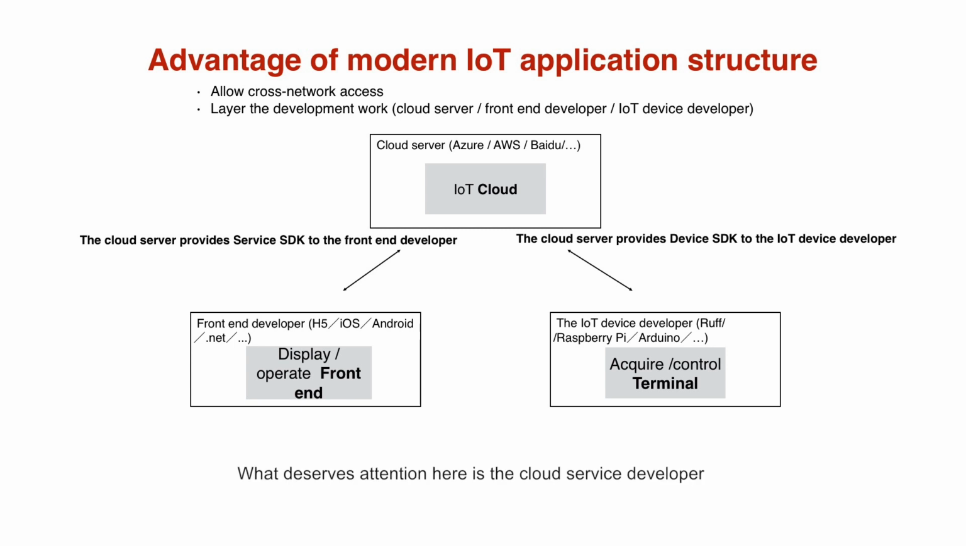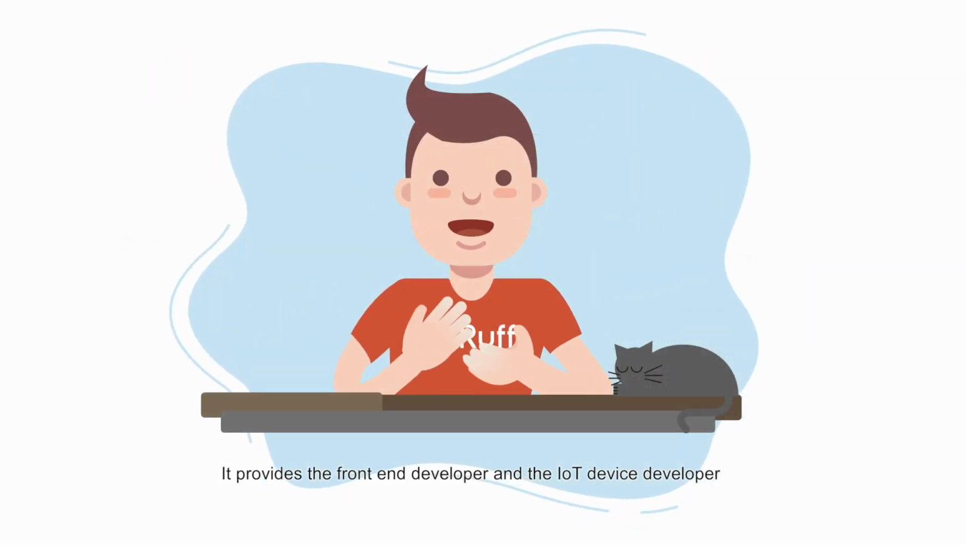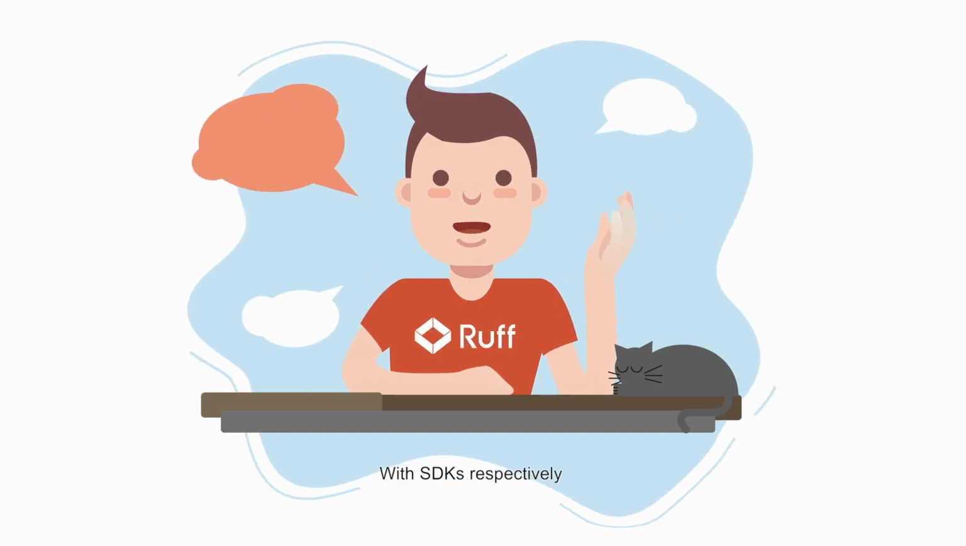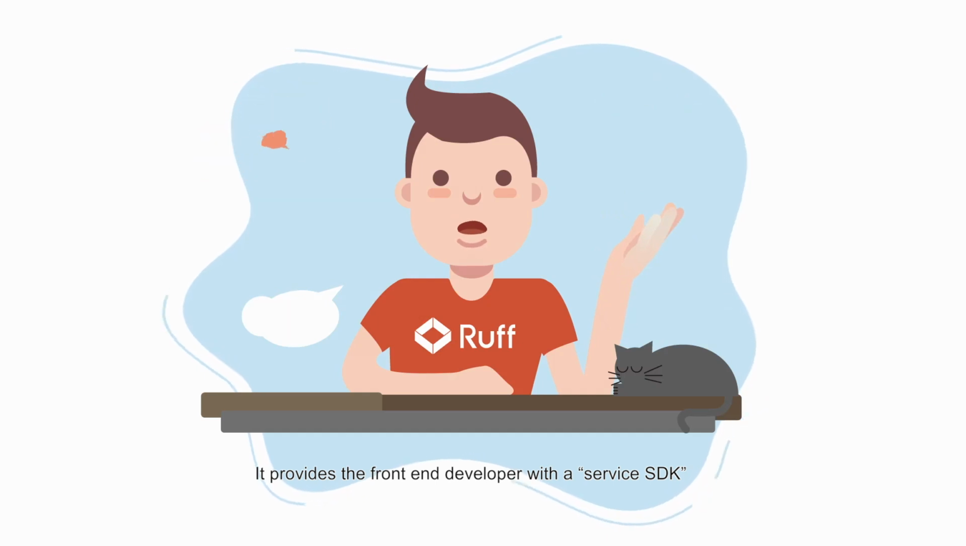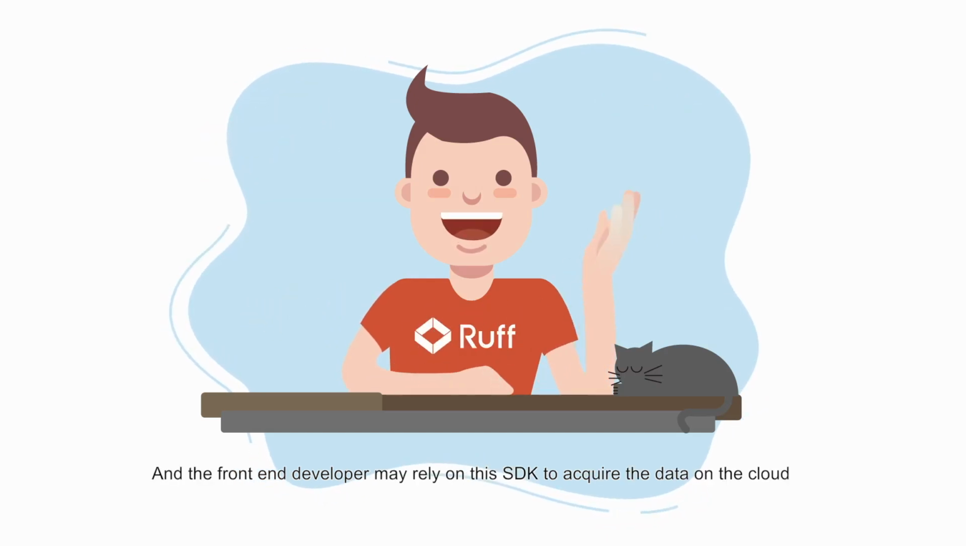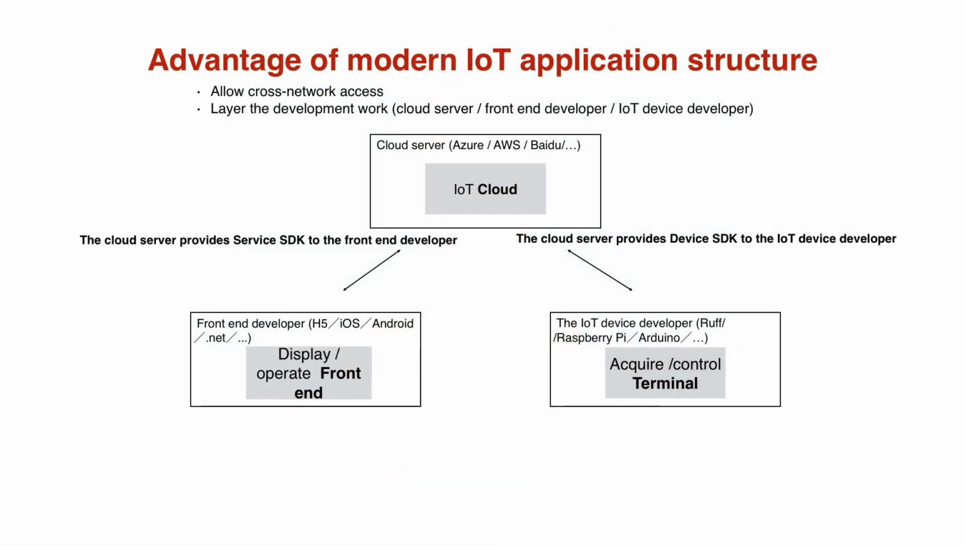What deserves attention here is the cloud server's developer. What it does is the IoT Cloud. It provides the front-end developer and the IoT device developer with SDKs respectively. It provides the front-end developer with a service SDK, and the front-end developer may rely on this SDK to acquire the data on the cloud and send a command to the cloud. And then, the cloud forwards this command to the final terminal device.